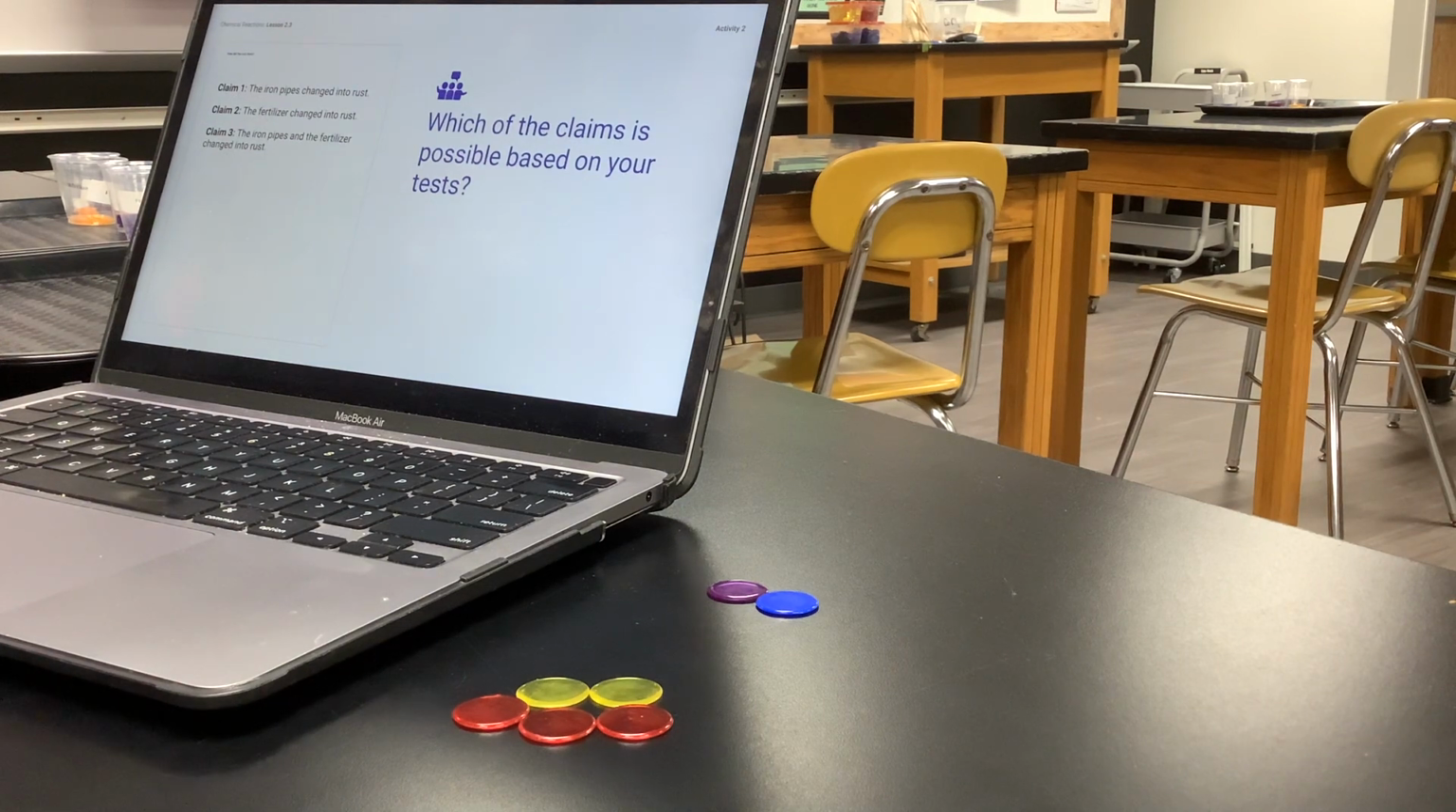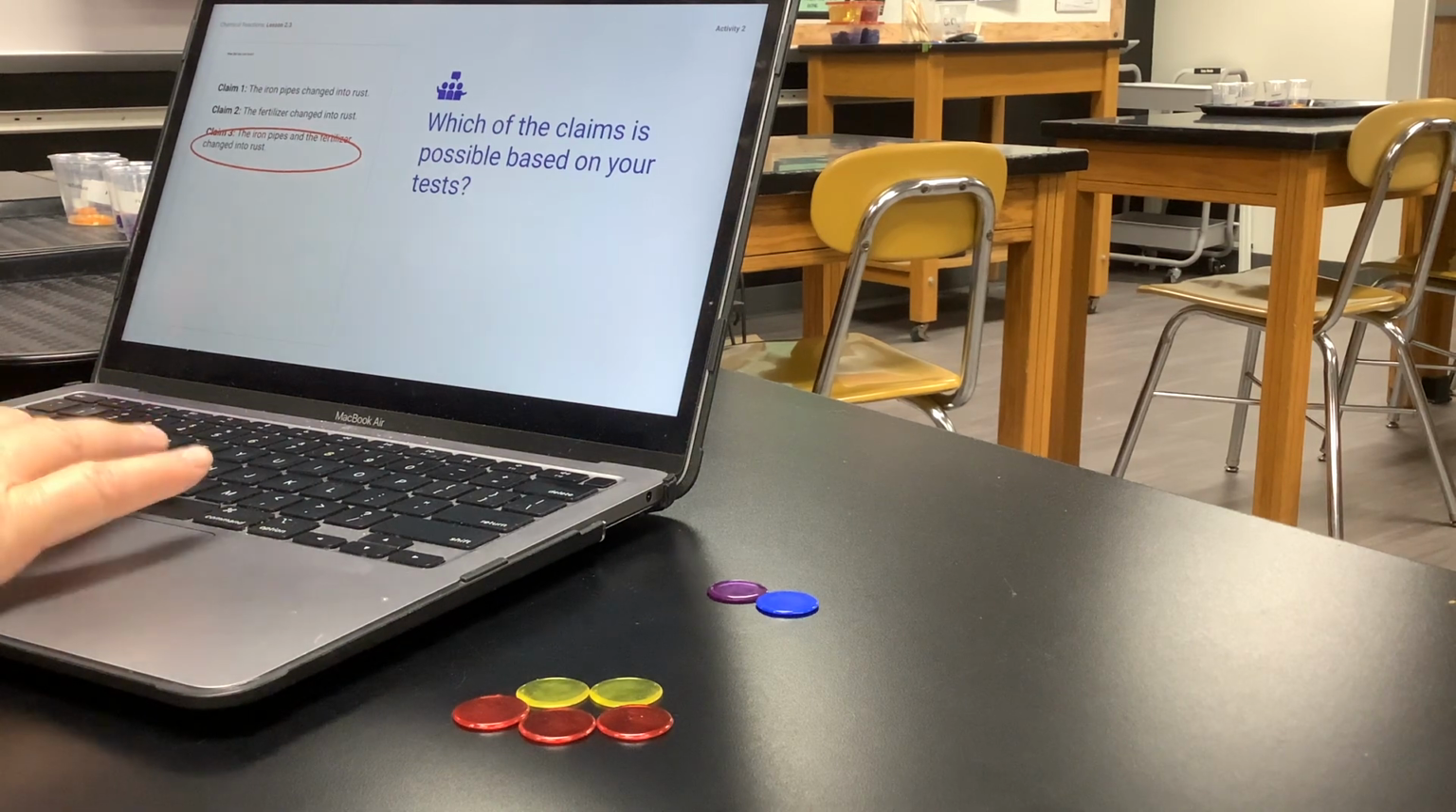So based on our model, which of the claims is possible? And the only answer that you could say would be claim number 3, that both the iron pipe and the fertilizer changed into rust. So what must have happened is the fertilizer got in the water of the well, and then as it sat there and it was passed through the pipes going into the houses of the people who lived there in Westfield, it just sort of had this chemical reaction and it created the rust.